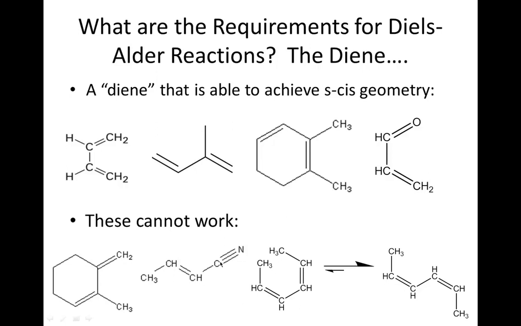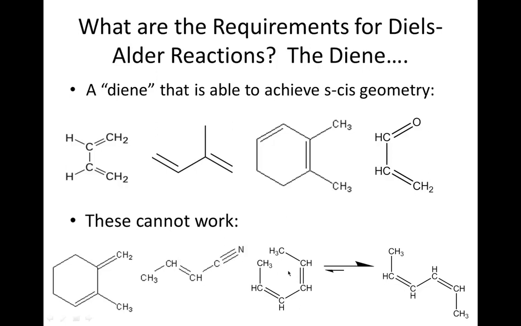This one can't work because this pi system is part of a triple bond, and this carbon is sp, and so this is a linear portion of the molecule right here, so this pi system can't get close enough to that pi system. So you can't have triple bonds as part of the diene.